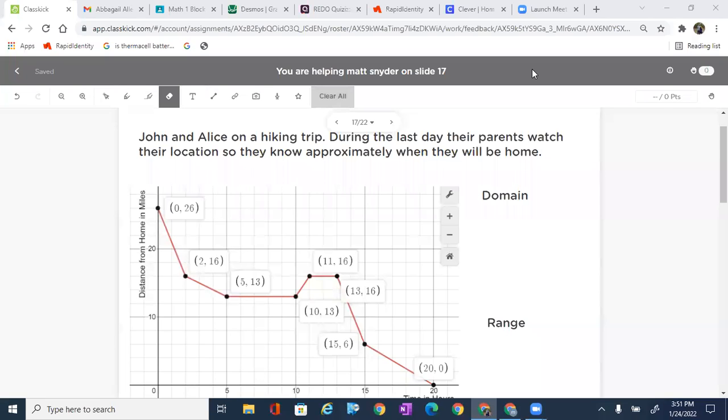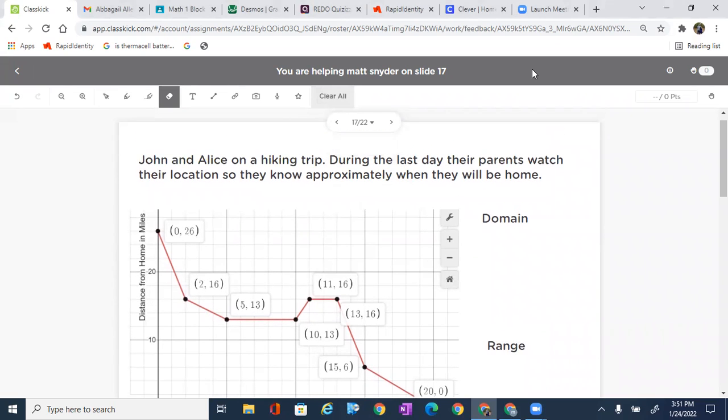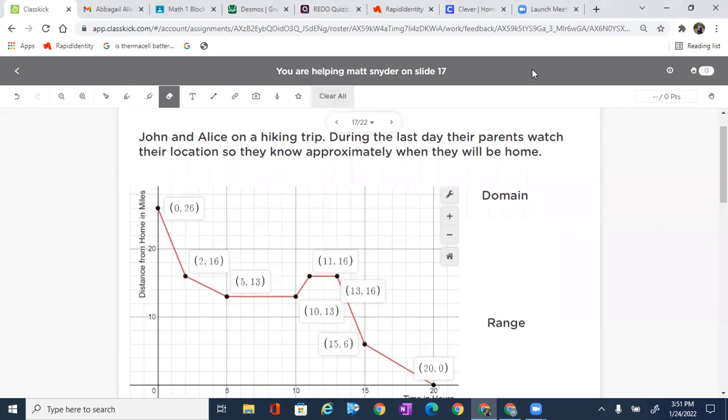All right, y'all, let's go ahead and talk about two more key features. We're going to talk about the domain and the range on a graph. And we're going to start by looking at this problem about John and Alice on a hiking trip. During the last day, their parents watch their location so they know approximately when they will be home. So let's go ahead and define the idea of what the domain is.